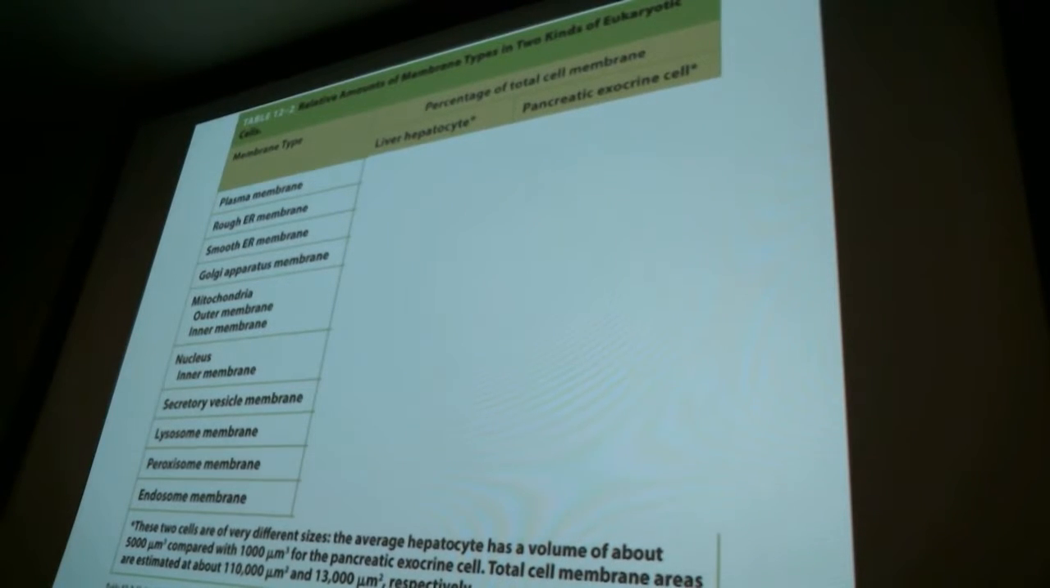Smooth ER. Everybody agrees that would be the smooth ER. And why? Because the liver is responsible for cleaning up toxins, and the smooth ER is responsible for that. But I just mentioned that another thing the hepatocyte does is make a lot of proteins. What is it then? Rough ER then.